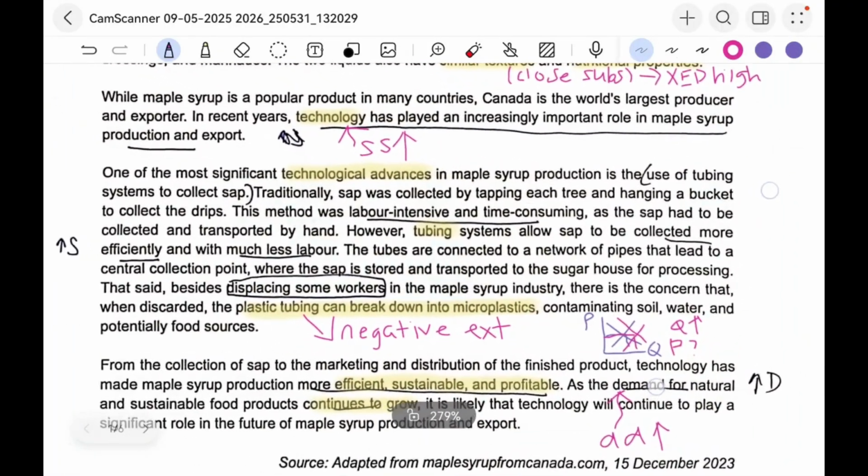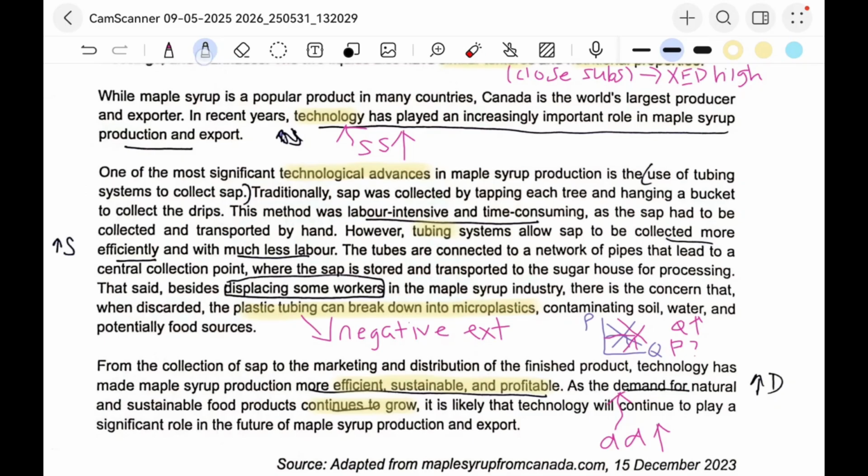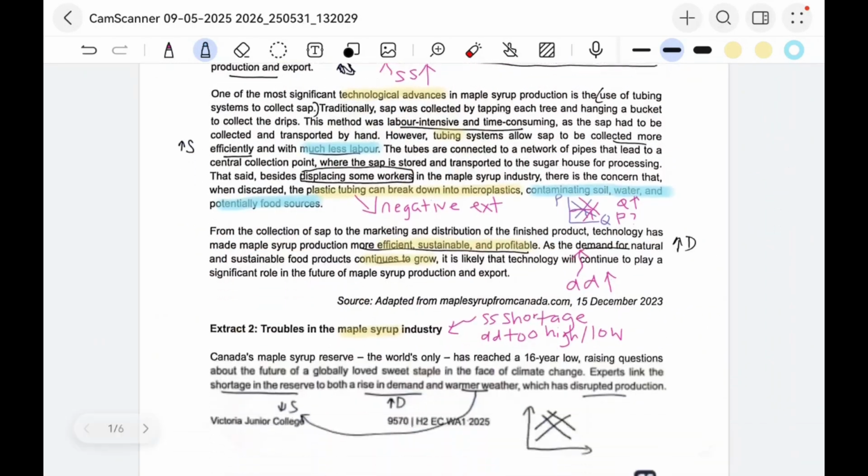Here they talk about how they use much less labor. I highlighted this in a different color. This is also an unintended consequence because on one hand you are using technology to replace the need for human labor, and then you could increase unemployment in the industry. Alternatively, you can also say that when the plastic tubing breaks down, because it is made of plastic, it has an impact on the environment. I prefer to talk about the second one because this seems more severe, so your point could seem stronger, but I think talking about either is okay.